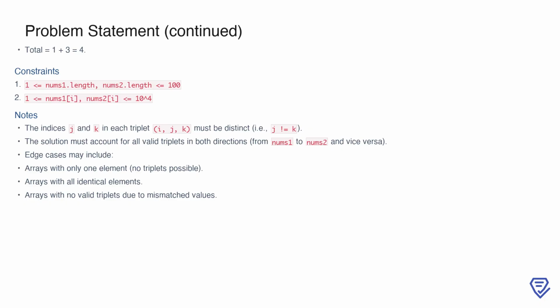To summarize the problem, we are tasked with finding all valid triplets for both conditions, ensuring that the indices j and k are distinct in each case. The constraints allow for array sizes of up to 100 elements, and the values in the arrays can go up to 10,000. It's important to consider edge cases, such as arrays with no valid triplets, arrays with all identical elements, or arrays that are too small to form any triplets. The solution needs to efficiently handle all these scenarios to compute the correct total.